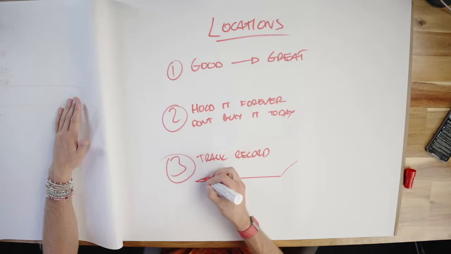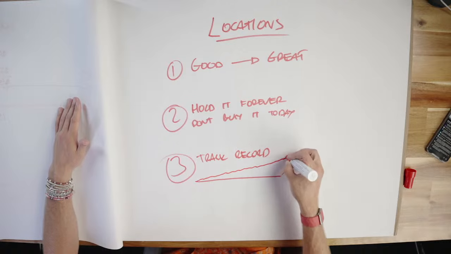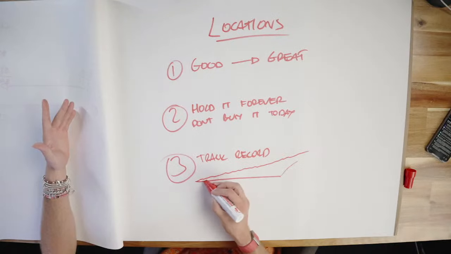If a location hasn't performed for the last 20 or 30 years, sure, you may get lucky and you may get a little bit of growth here. But there is so much risk involved in investing like that. Only invest in locations that have a really strong track record that looks like this. That's what we're looking for. Why would you go against that? Why would you do this?